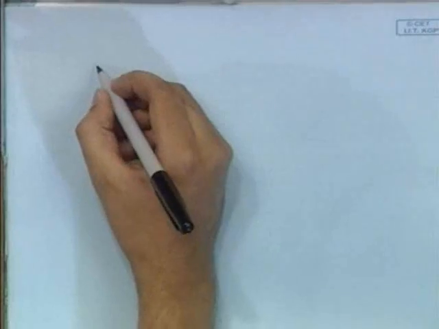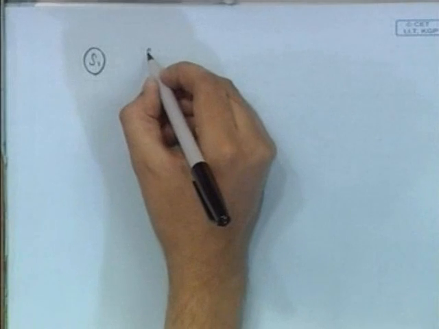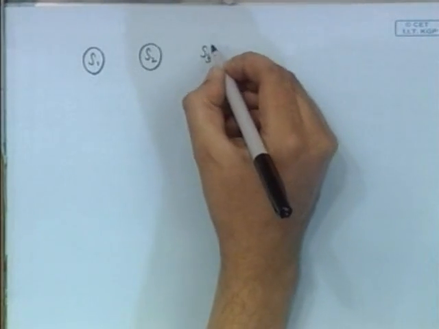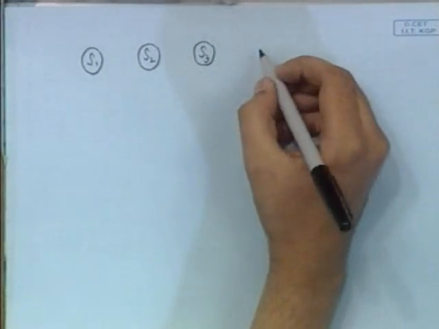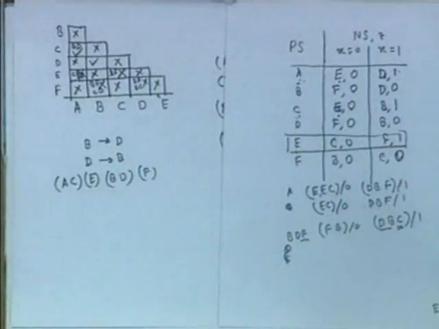I will do one more example. Okay, take this one. See, this example was for a Mealy machine. We'll do the same thing for a Moore machine also.